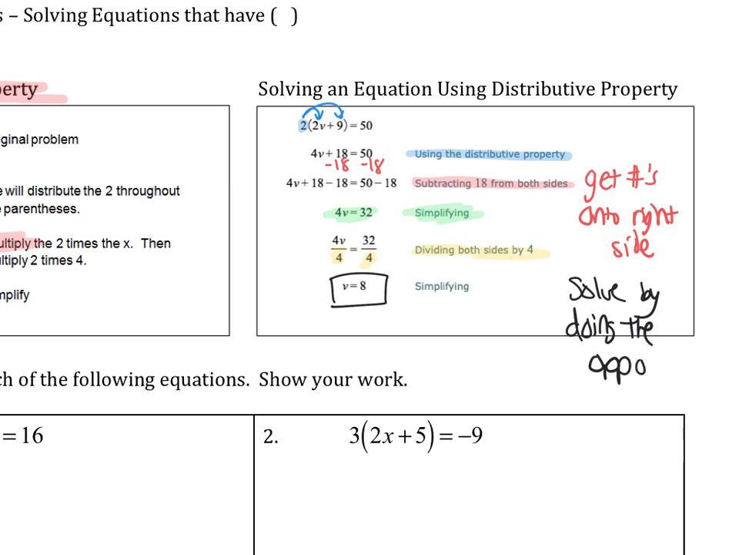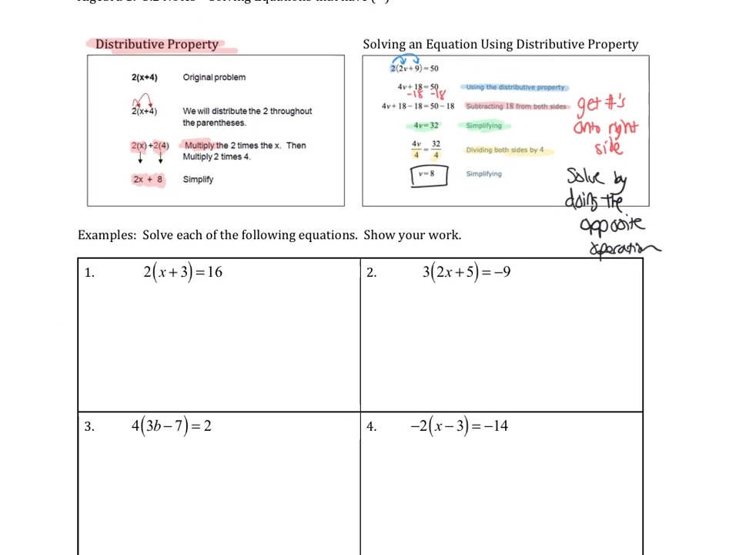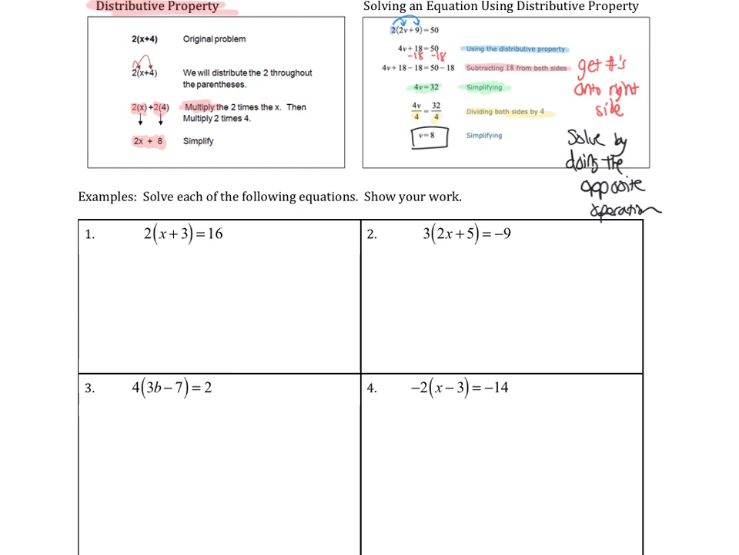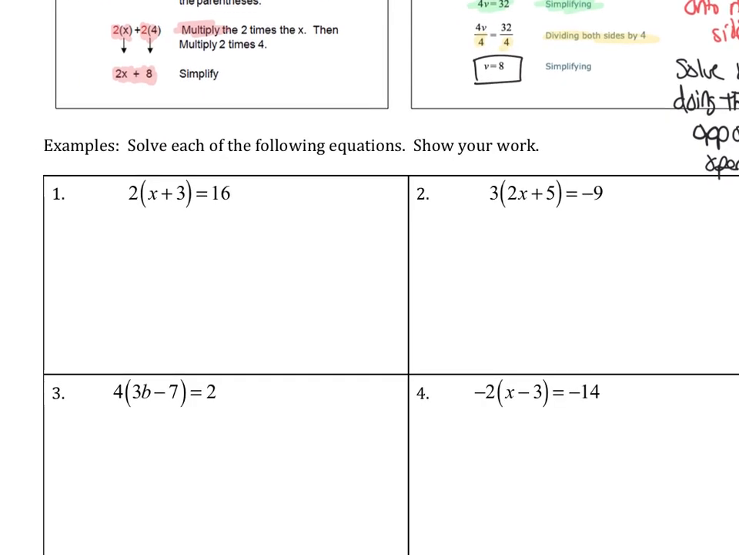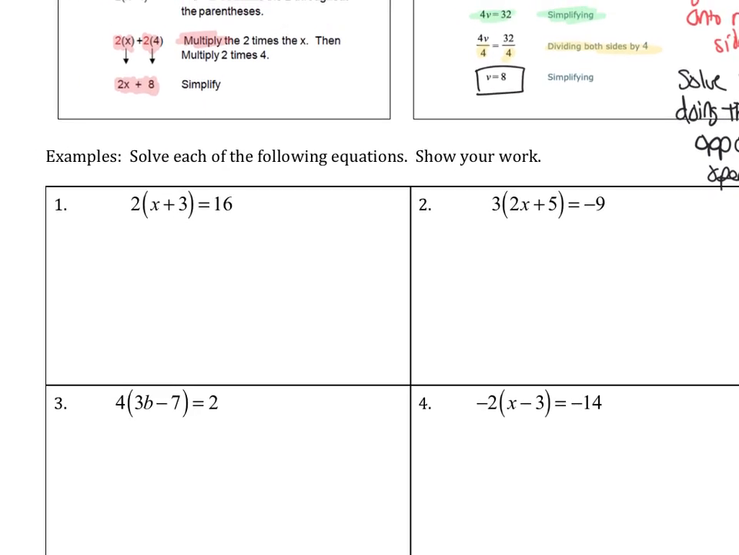Remember, when we're solving equations, we have to do the opposite operation in order to solve. Okay, so if you look at your first example, we have 2 on the outside multiplied into x plus 3 is equal to 16. First step is to get rid of the parentheses, so use the distributive property. So take this 2 and multiply it into both pieces.